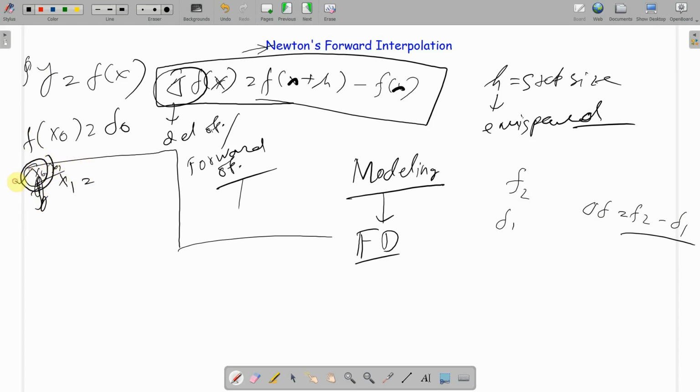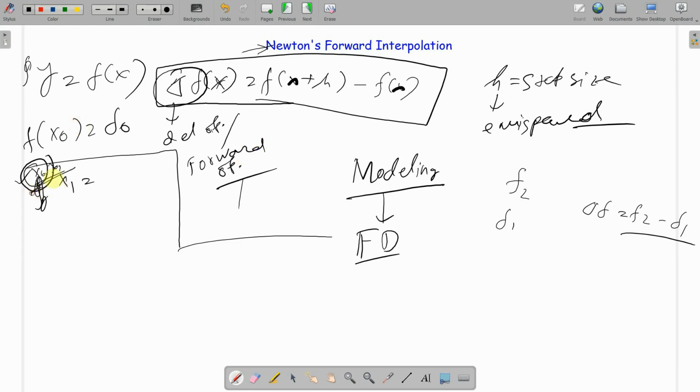How to estimate x0 I'll be discussing, and where to take the x0. If x0 is given, generally x0 is given. So in your questions you will see, find this numerical derivative using Newton's forward interpolation formula at point 1 or at point 1.2. So that will be your x0.